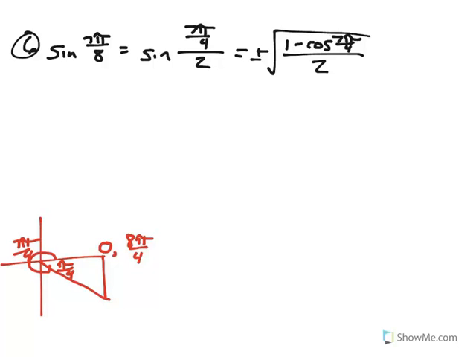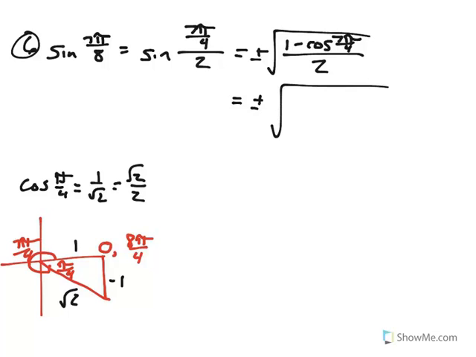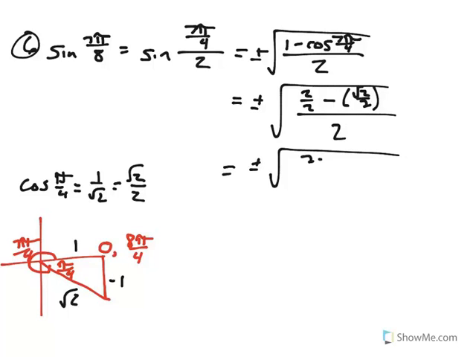Pi over 4 is a special right triangle, 45, 45, 90, which makes the legs 1, negative 1, and the hypotenuse square root of 2. Cosine of this would be 1 over the square root of 2, which rationalizes to square root of 2 over 2. So back into my equation, this plus or minus, I'm going to change my cosine of 7 pi over 4 to square root of 2 over 2. I'm going to change my 1 to 2 over 2, so I have a common denominator. This is all divided by 2. So it's going to be 2 minus the square root of 2 over 2, divided by 2.